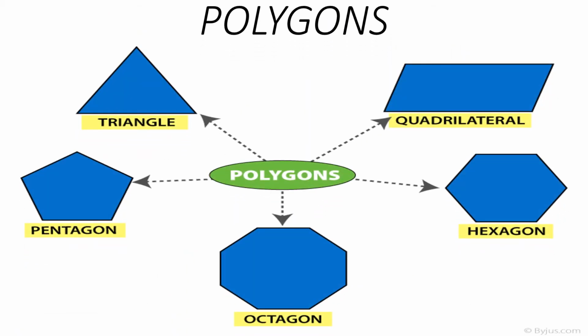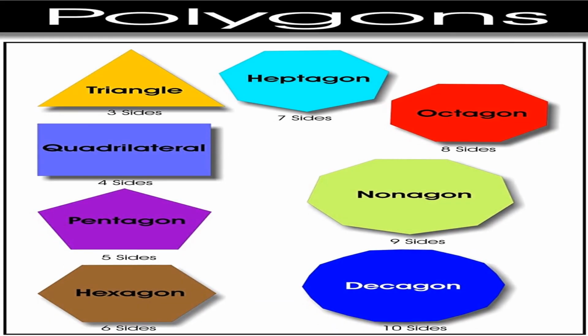A polygon is a figure made up entirely of line segments. Here are a triangle, rectangle, pentagon, octagon and hexagon. These are the polygons. A 3-sided polygon is a triangle, 4-sided a quadrilateral, 5-sided a pentagon, 6-sided a hexagon, 7 sides a heptagon, 8 sides an octagon, 9 sides a nonagon, and 10 sides a decagon.